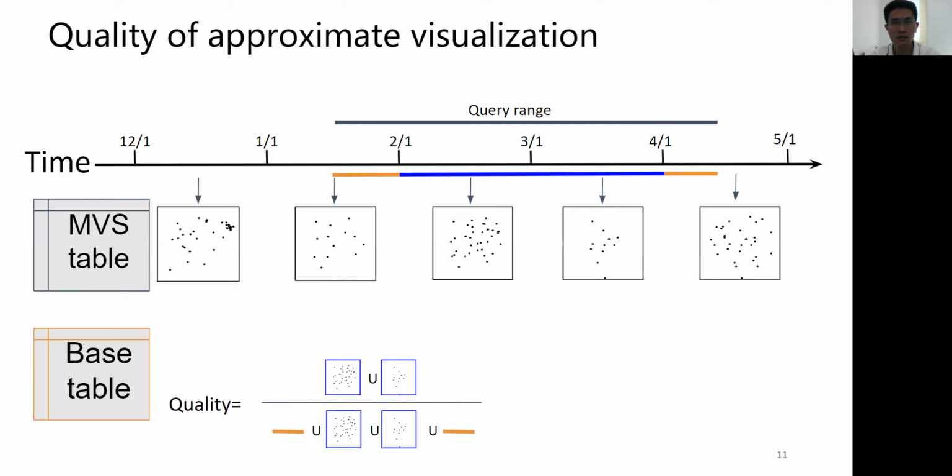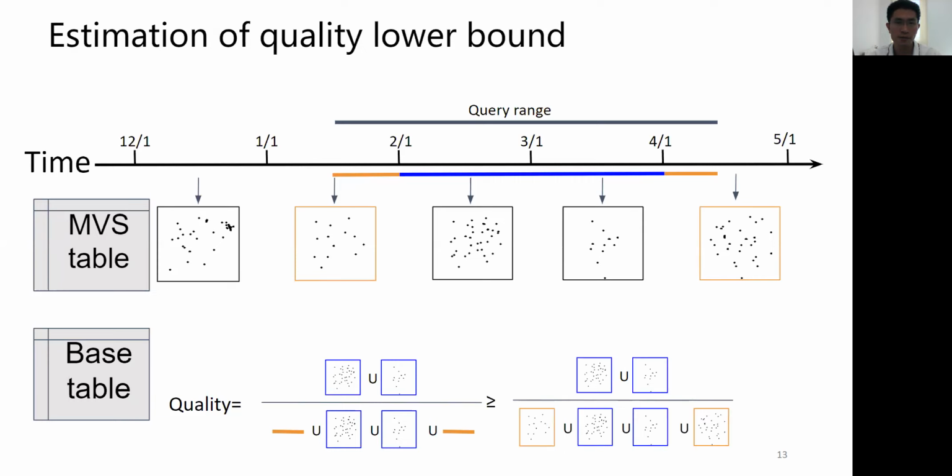very expensive. Instead, we can use the superset of their visualization. That are these two brown EVs, because these EVs were already computed and can be retrieved quickly. And because the brown EVs are supersets of the visualization of brown ranges, the quality is greater or equal to this. And it should be no less than the delta.